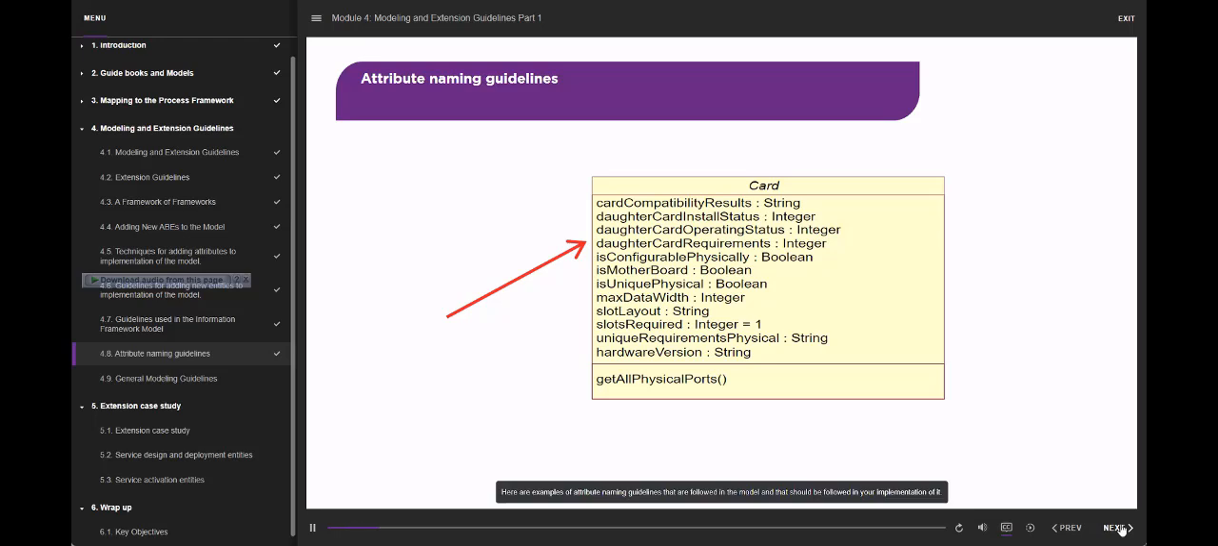Here are some examples of attribute naming guidelines that are followed in the model and that should be followed in your implementation of it. The example shown here is for a status attribute. If an attribute such as status has the same definition from entity to entity, then the name does not have to be qualified. Otherwise, it should be as shown here, where the two status attributes are qualified by a prefix.